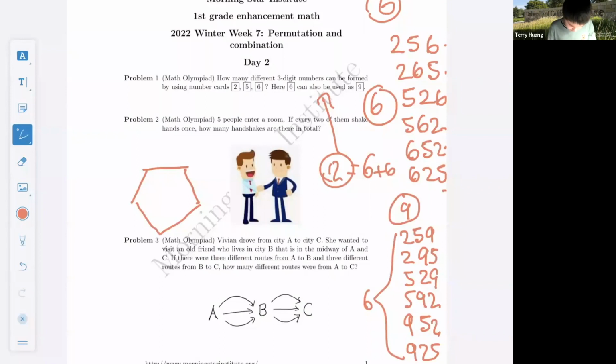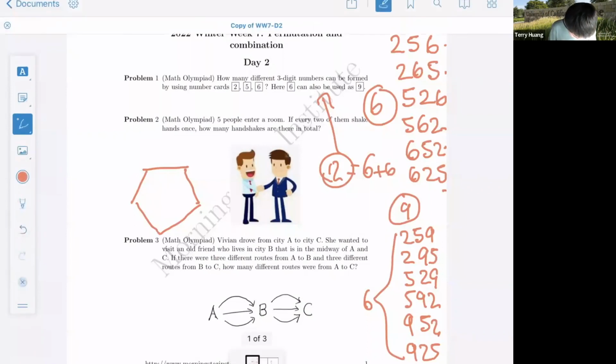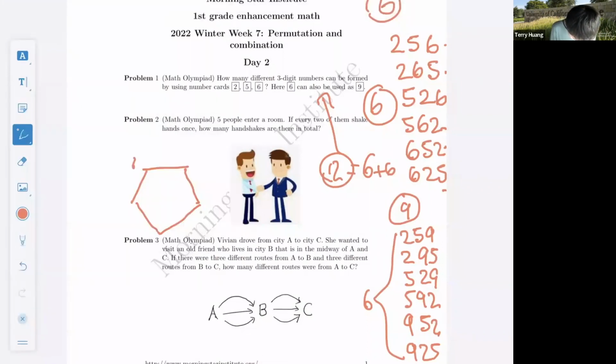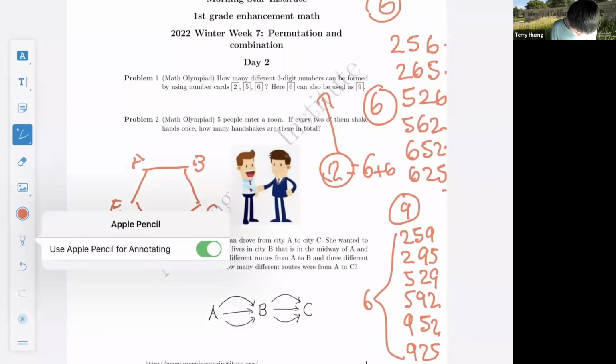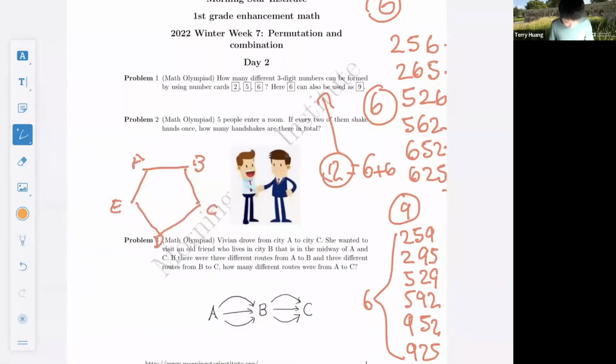There are 5 sides, so let us call these people A, B, C, D, and E. We first look at it from A's perspective. He can go shake hands with E, D, C, and B. So we first record this.